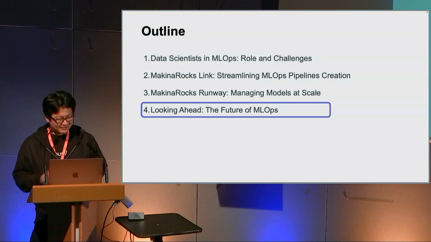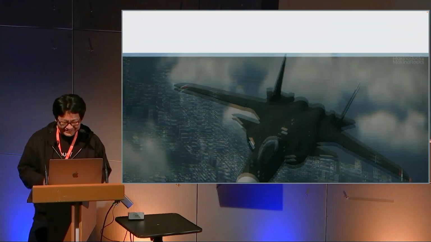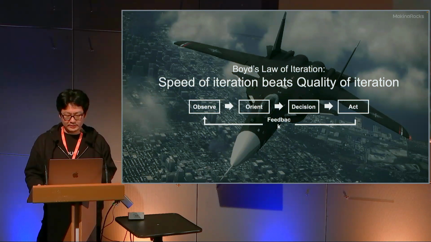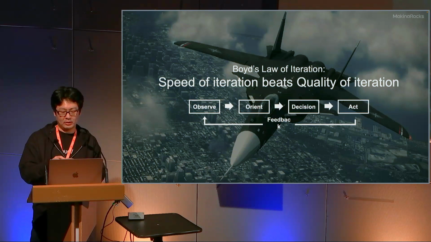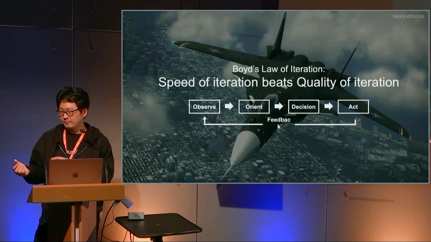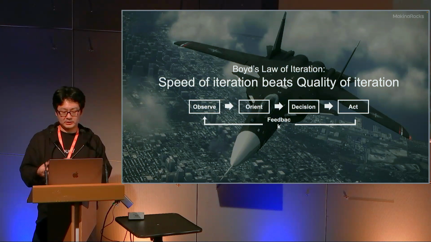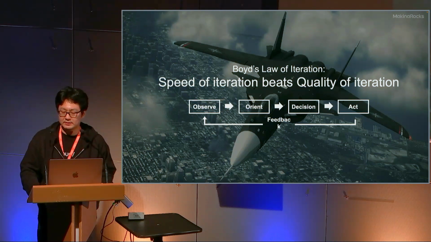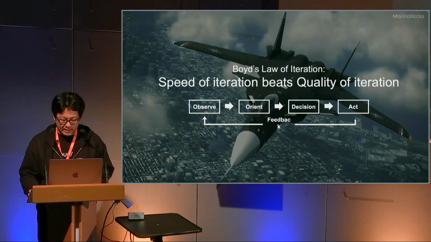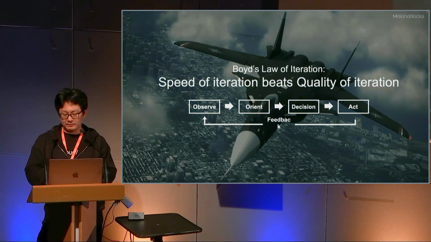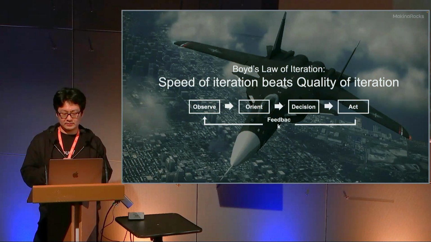Okay, the future of MLOps, right? John Boyd, who was an American fighter pilot during the Korean War and a military strategist, said, in his famous Boyd's law of iteration, that speed of iteration beats the quality of iteration, right? So as MLOps is becoming a must-have for any kind of ML project these days, and data science and ML modeling themselves are essentially iterative processes, right? But actually setting up a working MLOps involves integrating many components, and it's also an iterative process, right?